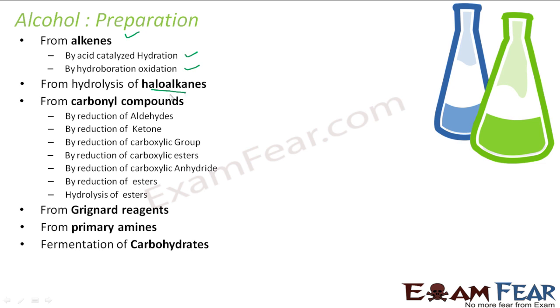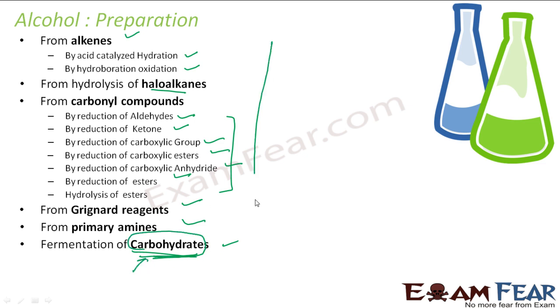From carbonyl compounds also, we'll try to prepare alcohols from aldehyde, ketone, carboxylic acid, esters, anhydride. So from all these also we'll try to prepare alcohol. We'll also try to prepare alcohol using Grignard reagent, primary amine and fermentation of carbohydrate. This is what is generally used in industry. So we'll talk about all these methods of preparation of alcohol.